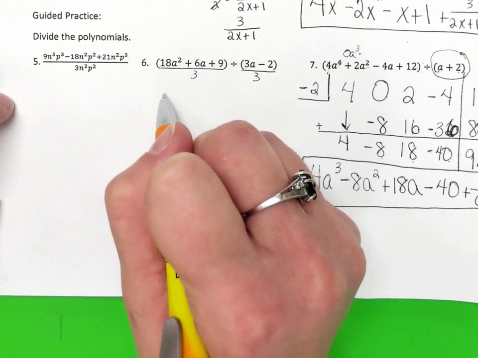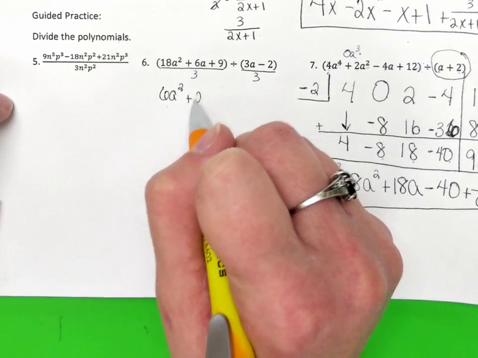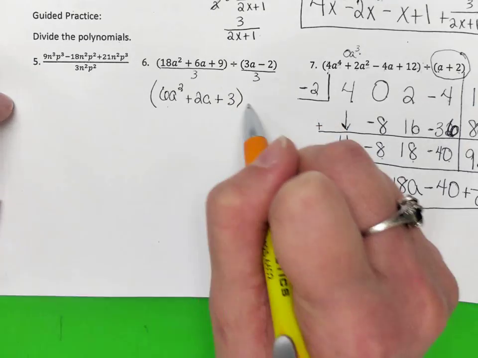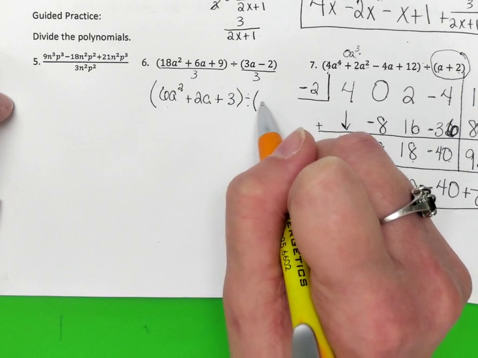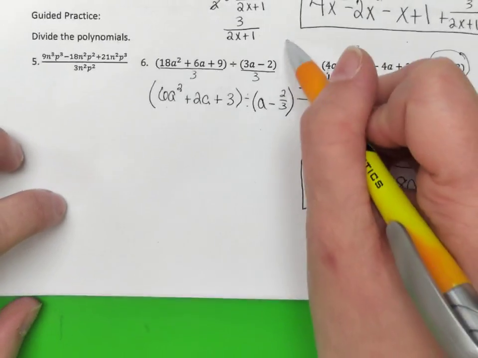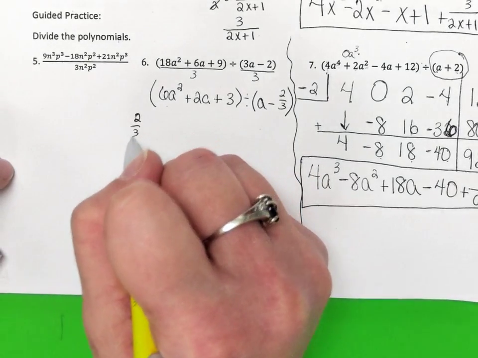All right. So 18 divided by 3 is 6a squared. 6 divided by 3 is 2a. 9 divided by 3 is 3. The 3's cancel out. So it'll be a minus 2 over 3. You okay so far? All right, take the opposite of 2 over 3, be positive 2 over 3.